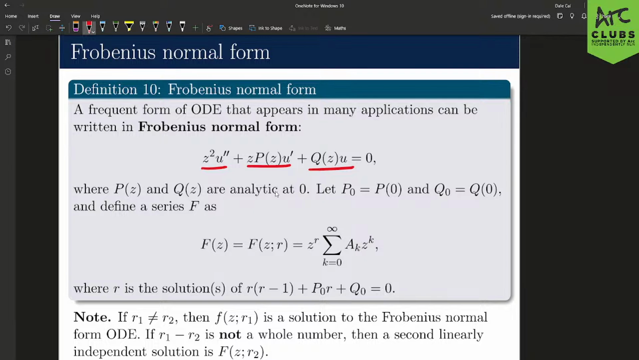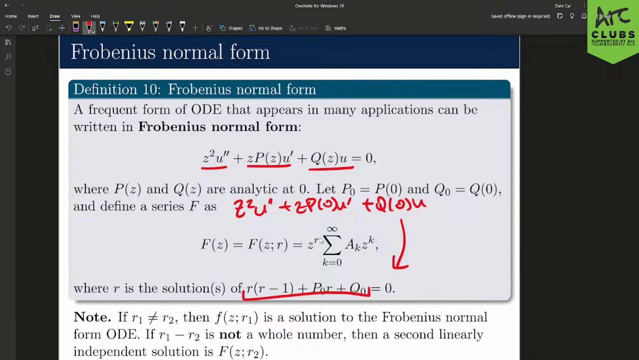And the idea is at 0, we're going to have this approximate indicial equation. Because when you sub in z equal to 0 into the polynomials p and q, you'll get some values, and we just approximate this equation as z squared u double dash plus z p0 u dash plus q0 u. And in that case, the indicial equation is this.